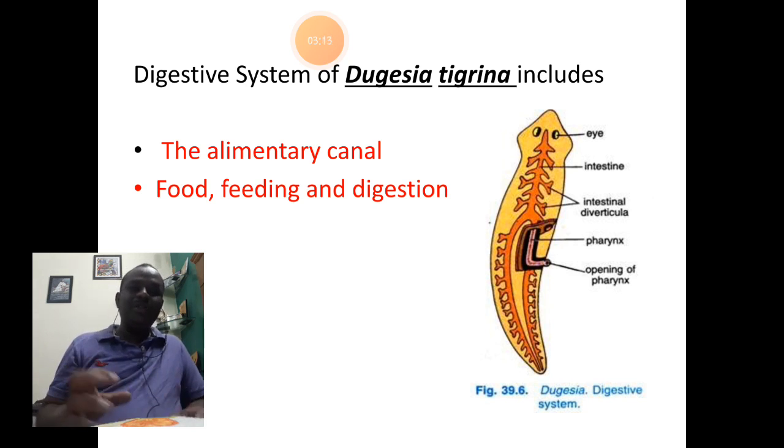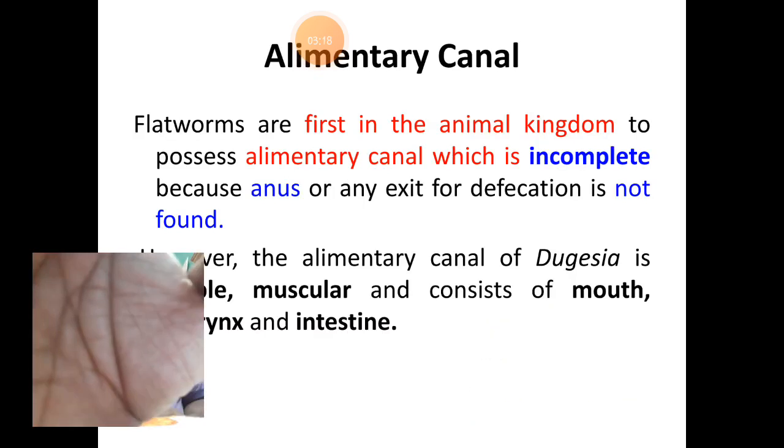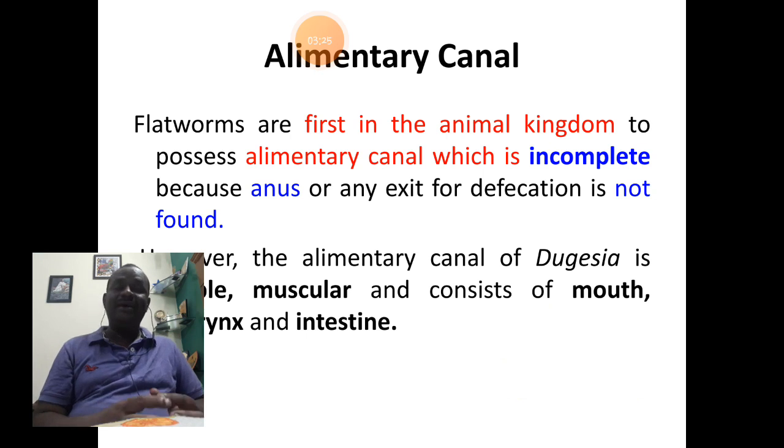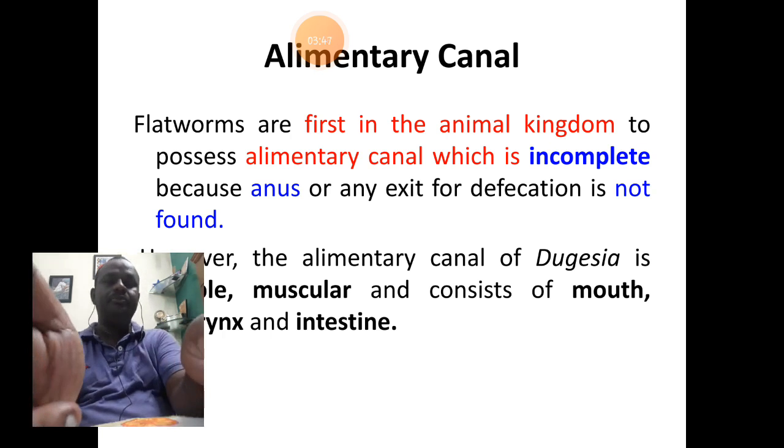The alimentary canal, as far as it is considered, is said to be very simple. It is called a simple digestive canal or alimentary canal because it includes very few parts like mouth, pharynx and intestine. The alimentary canal is said to be muscular. It is made up of muscles.